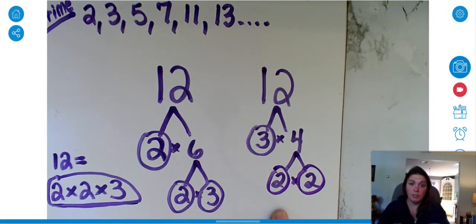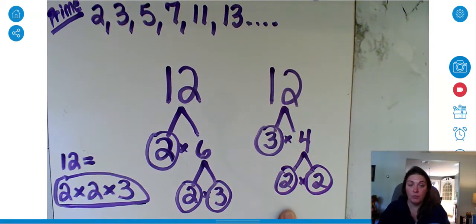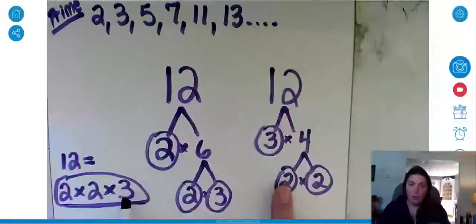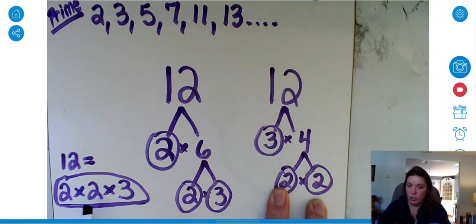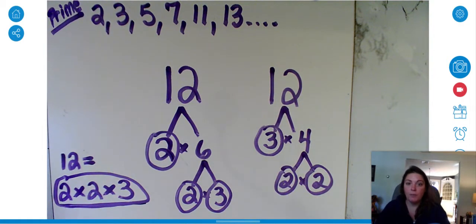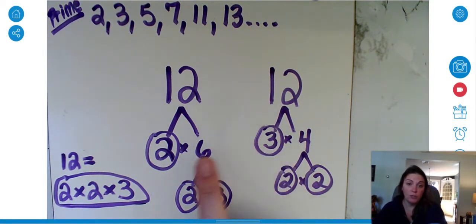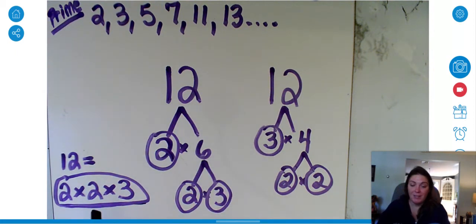Now let's check to see if we have the same primes circled. I have a 3, check. And I have 2 2s, check, check. So you can see that if you break down a number with different factors, as long as you do it correctly, you'll get the same prime factorization.